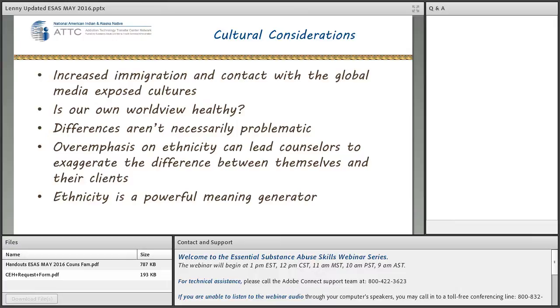Cultural considerations also: increased immigration and contact with the global medium have exposed cultures. Is our own worldview healthy? Differences aren't necessarily problematic. An overemphasis on ethnicity can lead counselors to exaggerate the difference between themselves and their clients. Ethnicity is a powerful meaning generator.